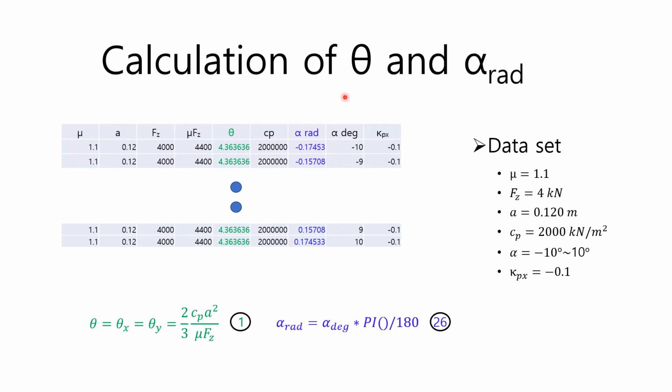Let's calculate the theta and alpha radian. From the basic dataset, mu Fz is calculated by multiplying the friction coefficient mu by the normal force Fz. Theta can be calculated using equation 1, and the alpha radian here can be obtained using equation 26. Equation 26 displays the calculation formula code entered in the Excel sheet as it is.